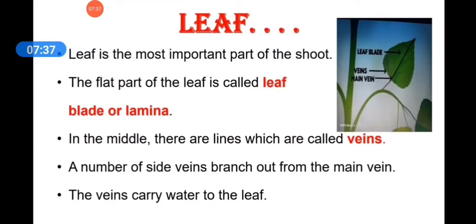Now come to our next topic. It is leaf. Leaf is the most important part of the shoot. The flat part of the leaf is called leaf blade or lamina. In the middle there are lines which are called veins. A number of side veins branch out from the main vein like this. The veins carry water to the leaf.